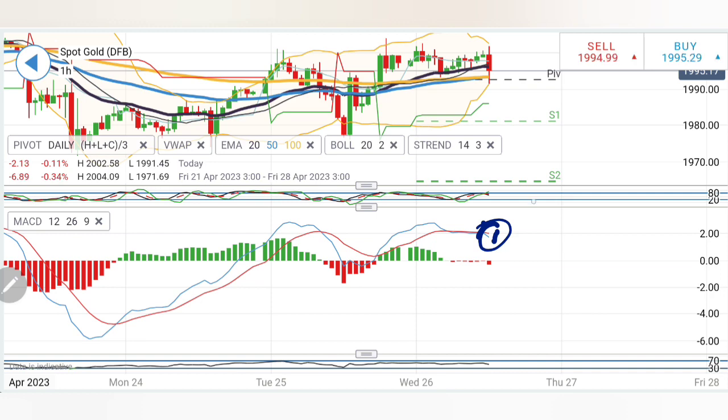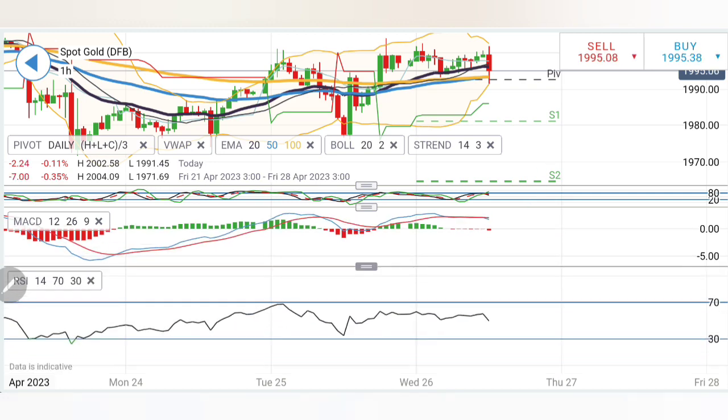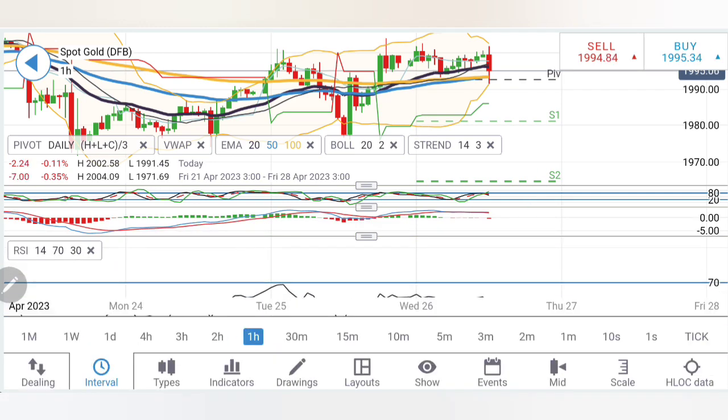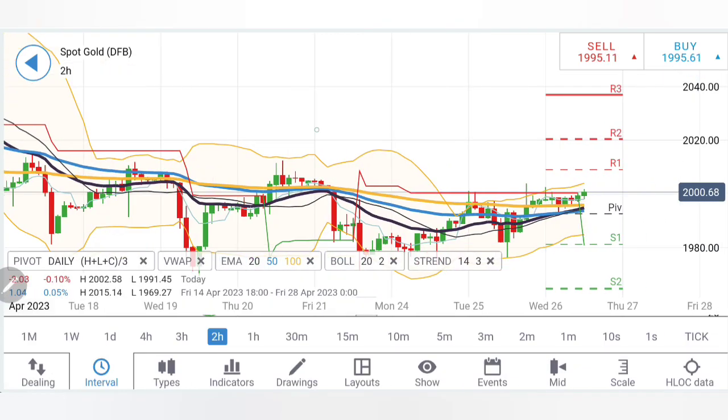On the hourly, the stochastic is looking downwards, and the MACD has crossed over. This is trading with divergence. This is the first red candle, and possibly we may see a follow-up candle. RSI has also started to look down and is showing slight bearishness.